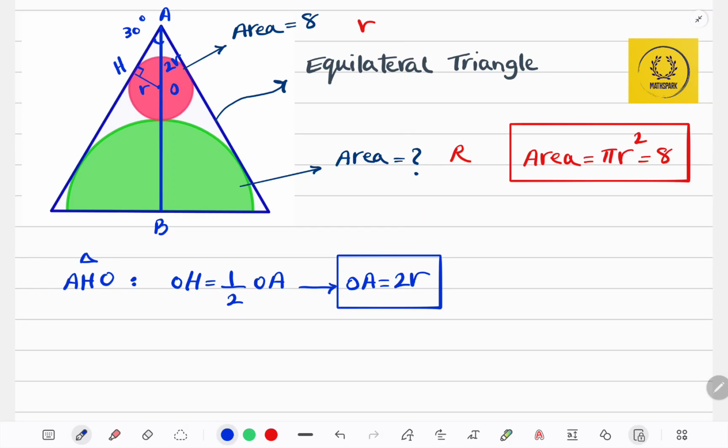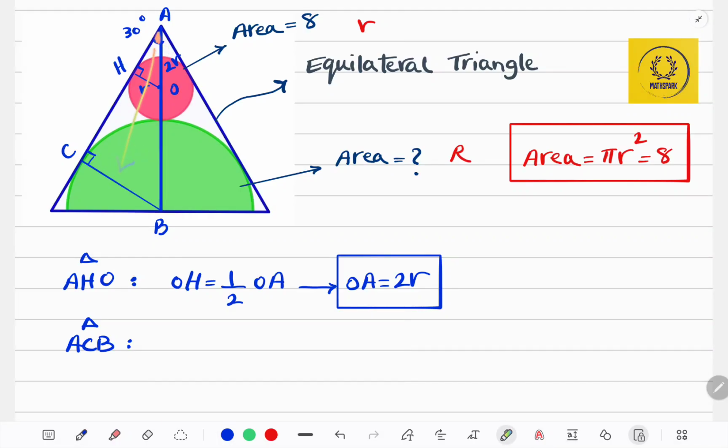And the same story for the radius of the green semicircle. I'm gonna draw this radius, which is perpendicular to the tangent line in point of tangency. I can call this point C. So C is a right angle. So in triangle ACB here, this angle is 30 degrees.